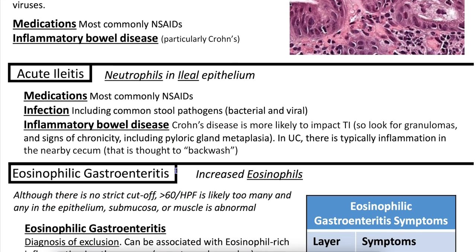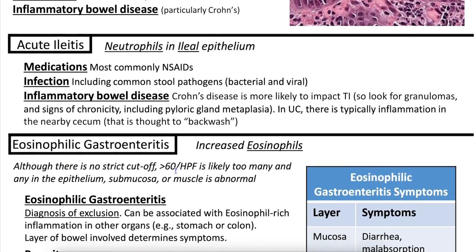Acute ileitis, this is when you have neutrophils in your ileal epithelium. Medications, NSAIDs, infection, including common stool pathogens, bacterial and viral, and IBD. Crohn's disease is most likely to impact the terminal ileum, so look for your granulomas and signs of chronicity, such as architectural changes and pyloric gland metaplasia. In ulcerative colitis, there is typically inflammation in the nearby cecum. That's thought to be due to backwash.